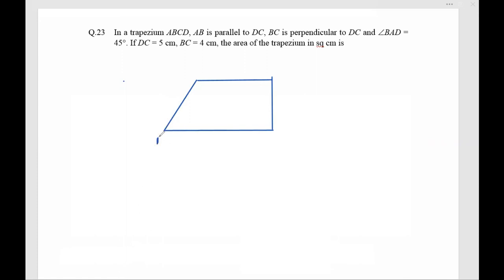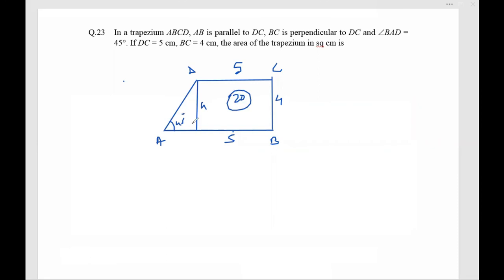So let me name, this is A, this is B, this is C, this is D, this is 45 degree. What we have, this is 5. So first I will draw a perpendicular here. This is 5, this is 4. So again this is 5, this is 4. So this area is obviously 20.